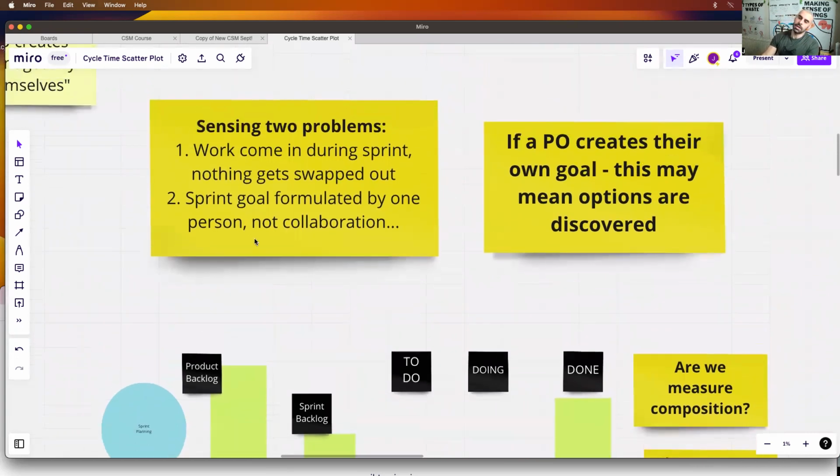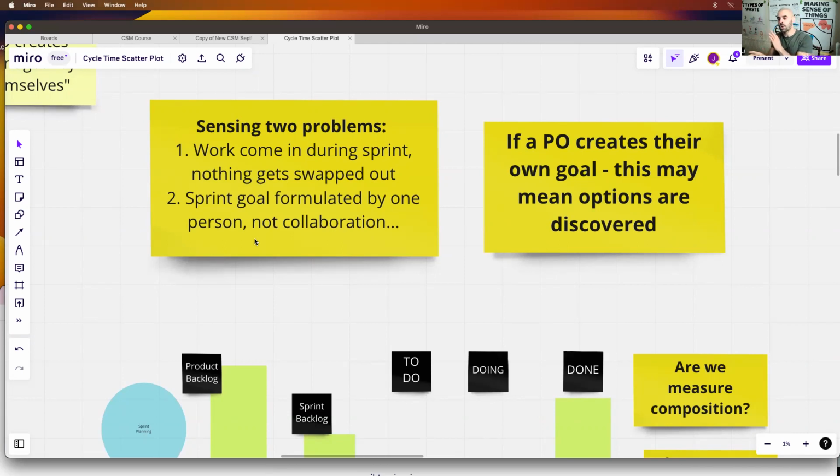The second problem in this conversation was the sprint goal is formulated by one person who is the product owner, and it's not a collaborative effort. If the PO does create the goal by themselves, this means that naturally, if the developers are just fed the goal and they can't collaborate, they're going to discover a lot more during the sprint. And therefore, the variance, like the emergence of options, could be a lot more than what we expect. Don't misunderstand this to mean that we shouldn't expect things to emerge during the sprint. Of course we do. But we're talking about the scale of that emergence.